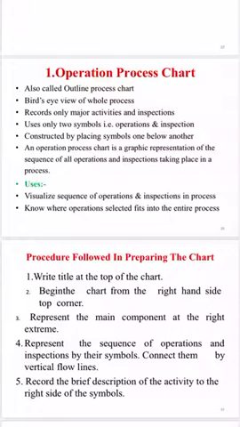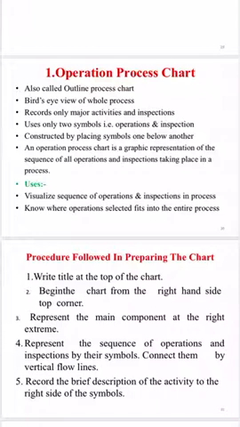So this operation process chart is a graphical representation of the sequence of all operations and inspections taking place in an operation. It is constructed by placing symbols one below another, that is, a circle on the top. If we observe that inspection is there, then a square below this circle.